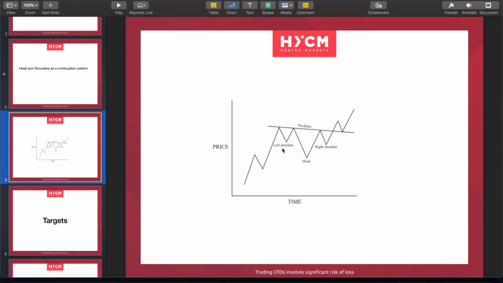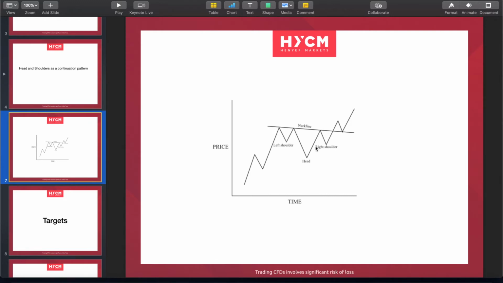Now, the head and shoulders as a continuation pattern is exactly as it sounds. In order to recognize this head and shoulders, you want to have a run up and then a pullback from a recent high. So a pullback creating a left shoulder, a deeper pullback creating a head, moving back up to that previous shoulder line, pulling back before another attempt at breaking higher, and then that attempt results in a break of the neckline. That would be the head and shoulders pattern as a continuation pattern.